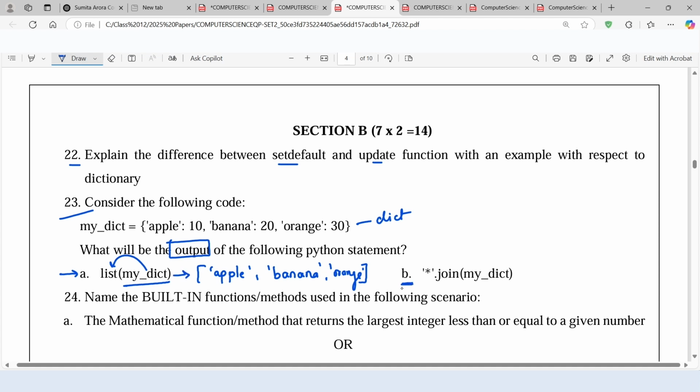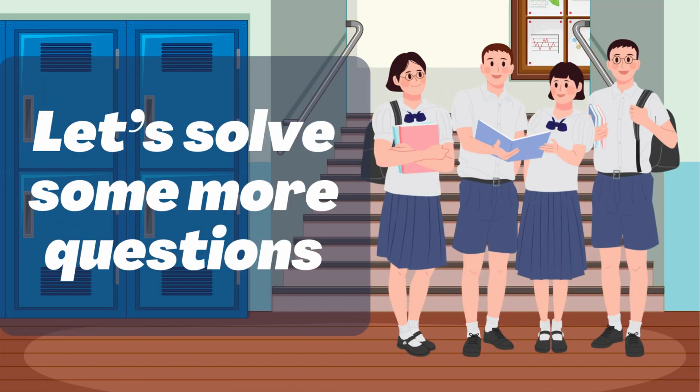Now look at the second statement. We know with this separator we join the elements of the iterable. But by default dictionary iterate over keys. It means keys will get joined with this separator star and it returns the result in the form of string. So this is the first key, then we will have star. After that here is the second key followed by star and here is the third key. So this will be the output of the second statement. Star will get joined with the keys of the dictionary and it will be in the form of string.